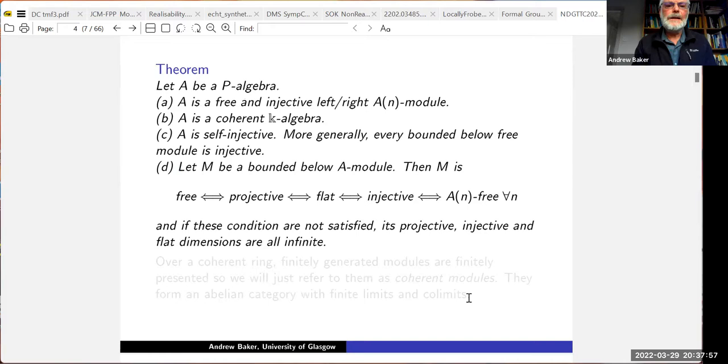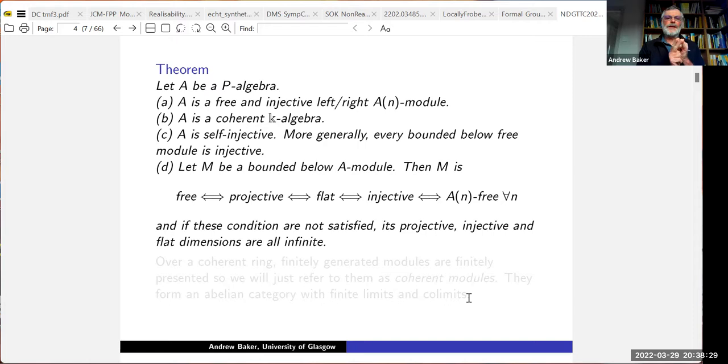So what can you prove once you've got all of this? Well, if you have a P-algebra, as a module over one of the ANs, it's free and injective as a left or right module. Second property, it's not Noetherian, but it is coherent, right? So what is a coherent ring? It's a ring where every finitely generated left or right ideal is finitely presented.